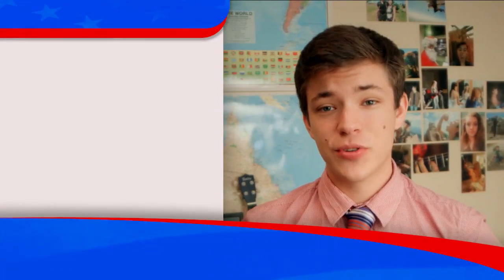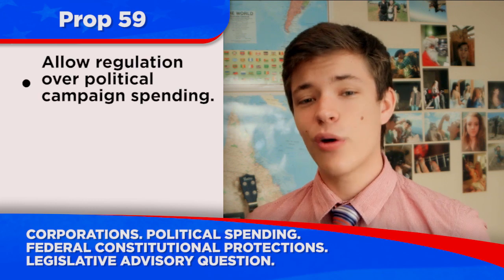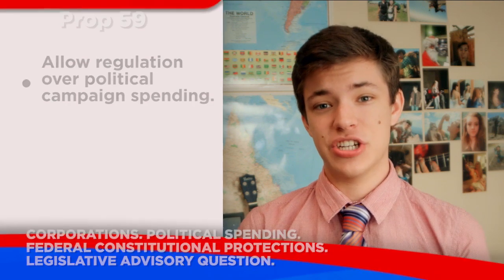In 2010, the Supreme Court ruled that political donations and contributions were protected under free speech in the United States Constitution. Prop 59 wants to overturn this ruling in California and allow for regulation over political donations in our state. Supporters say that this would limit excessive political spending and bring the power back to the voters and not corporations. Opponents say that we shouldn't be tinkering with the United States Constitution and that this will hurt small businesses, in addition to saying that this isn't going to stop non-corporate groups from donating money to politics.